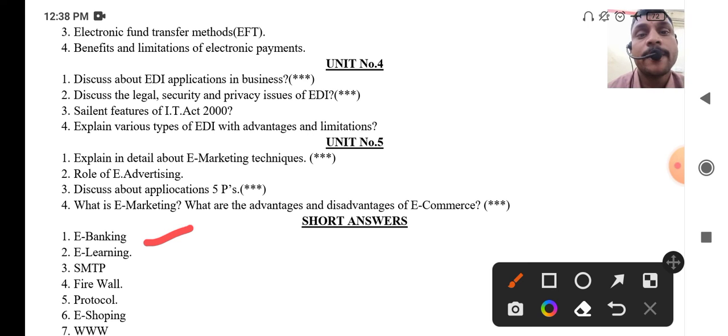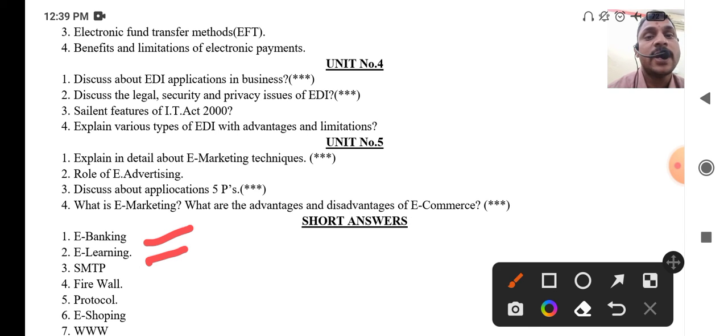So next, e-learning. What is the meaning of e-learning? Learning means electronic learning. E-learning stands for electronic. By sitting at one place, we can learn everything. So like YouTube, so many different communication channels are available with us. So by making use of any one of the communication channels, we can learn.